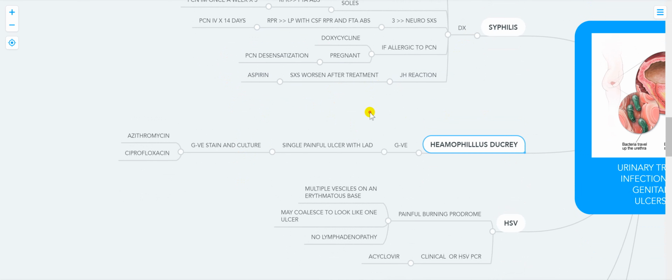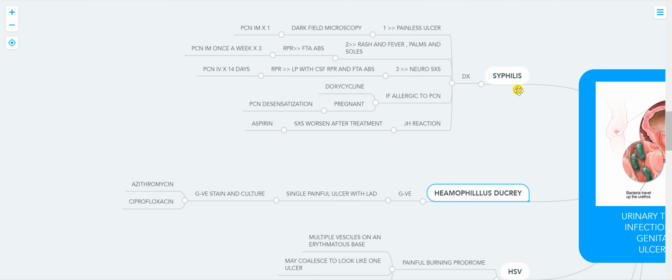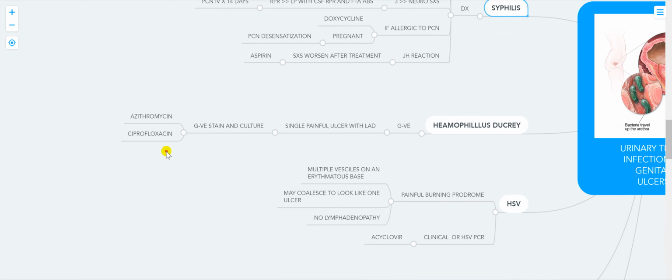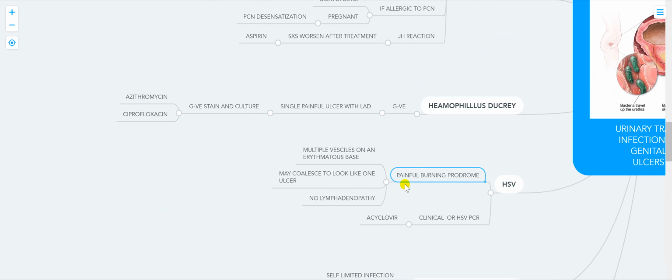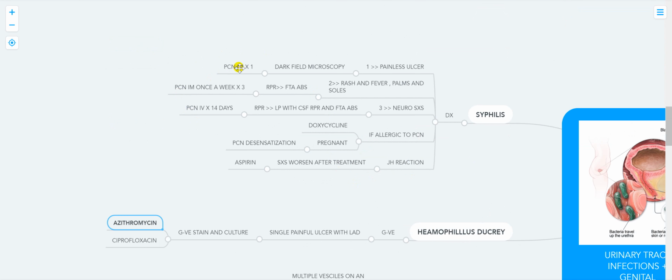Haemophilus ducreyi is the opposite. The only difference is a single painful ulcer with lymphadenopathy, while syphilis is single painless. That's the only difference, painless, painful. This one you do gram-negative stain and culture and you treat it with azithromycin or Cipro. HSV, usually painful burning prodrome, multiple vesicles on an erythematous base that coalesce to look like one ulcer. But there is no lymphadenopathy, that's the difference. And you treat it with acyclovir. This one is azithromycin, this one penicillin.